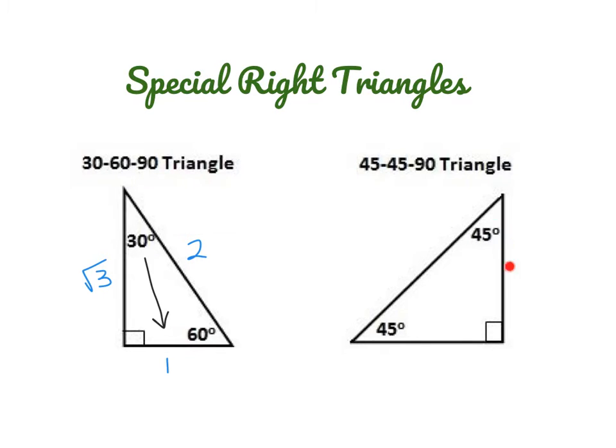Now in a 45, 45, 90 triangle, there's also a special relationship between the legs and the hypotenuse. For these, I always mark it up 1, 1, root 2. So the two legs are always going to be the same, and the hypotenuse is always the length of the leg times square root of 2.